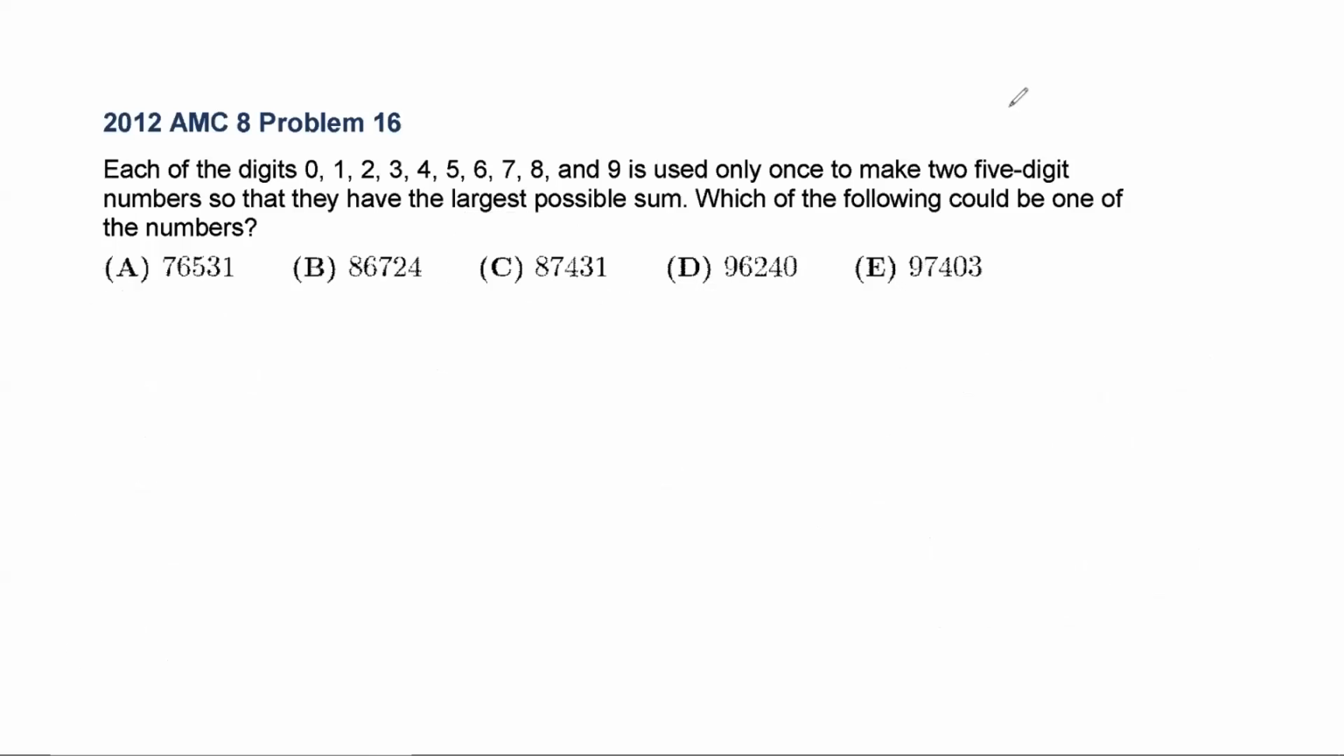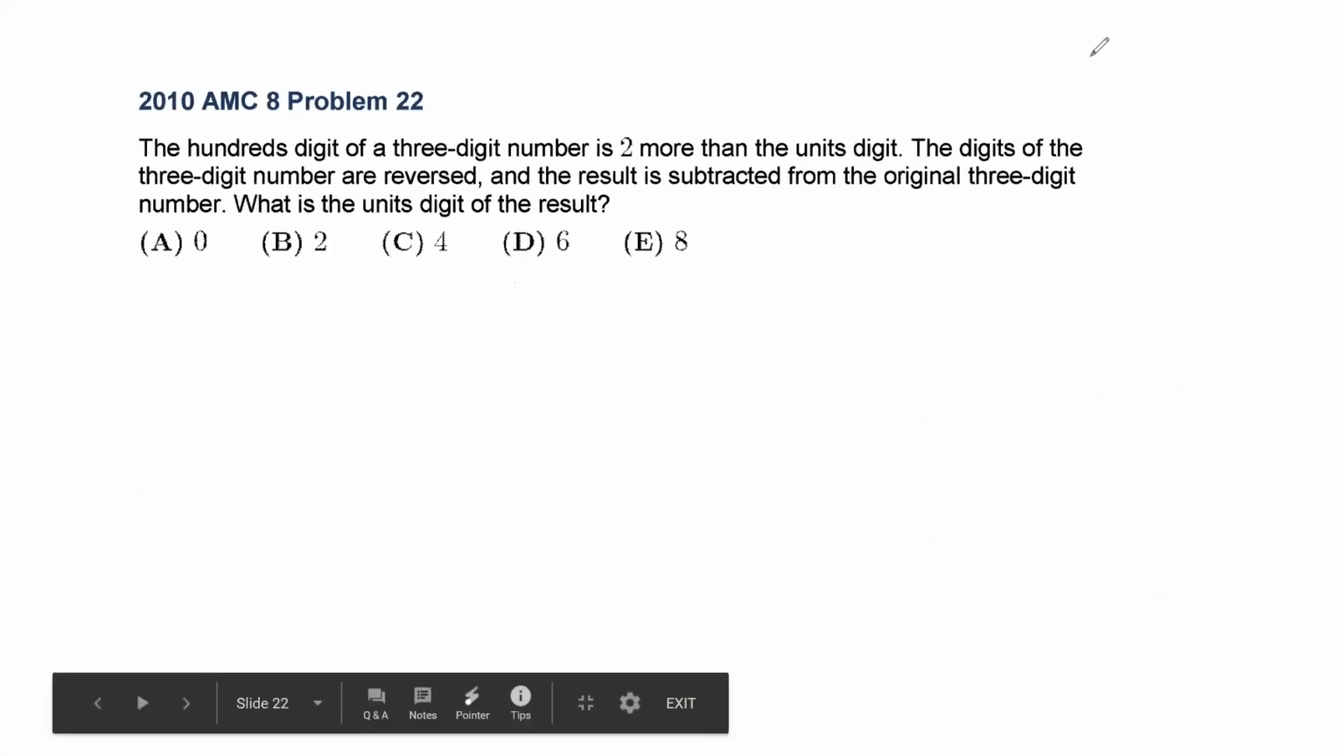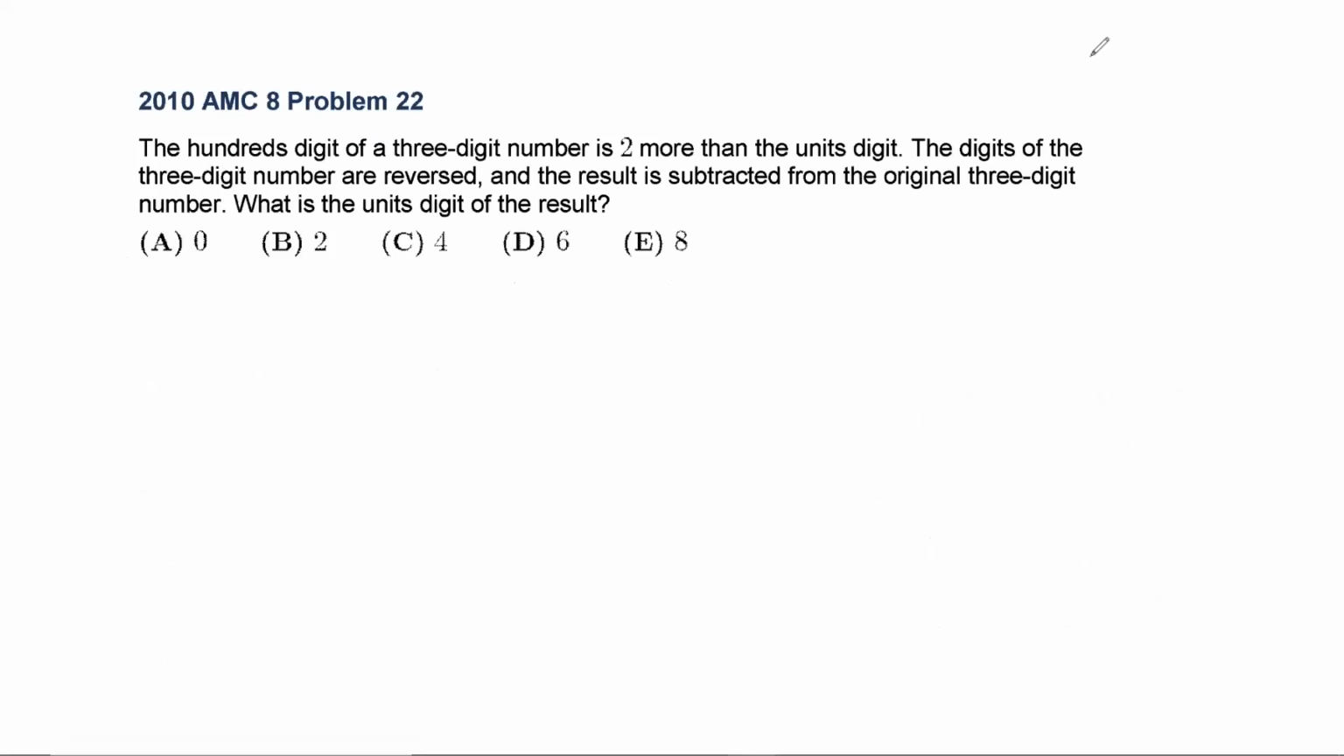Okay, next problem. The hundredths digit of a 3-digit number is 2 more than the units digit. The digits of the 3-digit number are reversed, and the result is subtracted from the original 3-digit number. What is the units digit of the result?